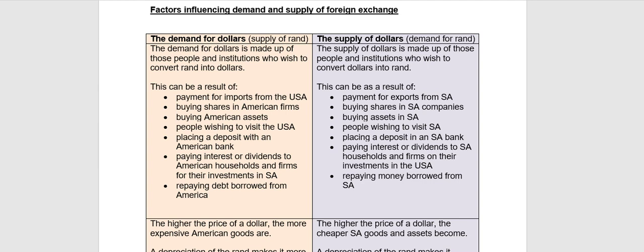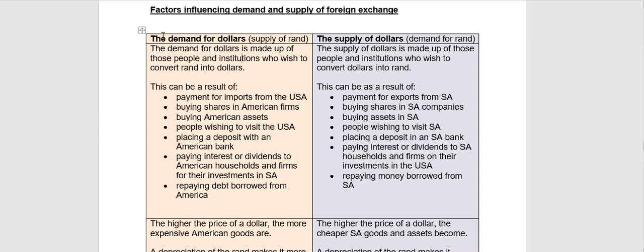The second lesson for today, we're going to look at the factors influencing the demand and supply of foreign exchange. Remember, in the previous lesson, I did mention that when there is a demand for one currency, automatically it creates a supply of the other currency. So the example that I'm going to use today is dollars. We're going to work with dollars and rand, but obviously they can ask you any other currency.